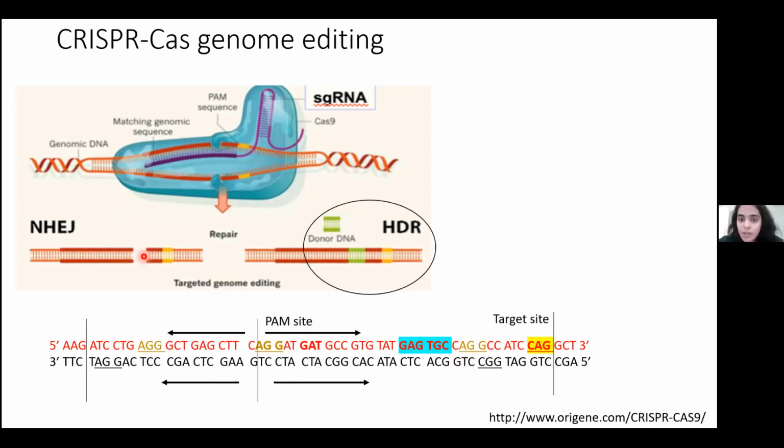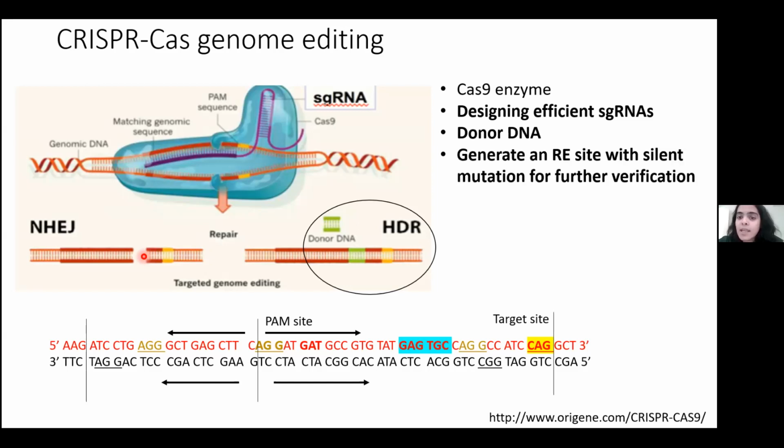So as I mentioned, we are using this homology-driven repair to introduce a knock-in mutation. A quick recap: we need a Cas9 enzyme, we need to design efficient single guide RNAs, and we need a donor DNA that introduces a restriction enzyme site with a silent mutation so that it doesn't affect the coding of the protein, to further verify whether the donor DNA was incorporated or not, for screening purposes.